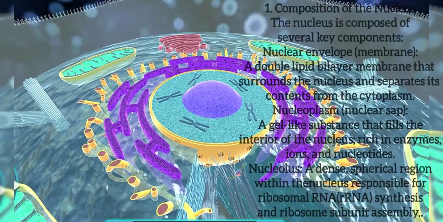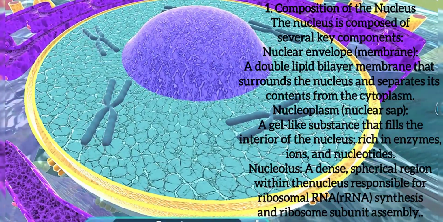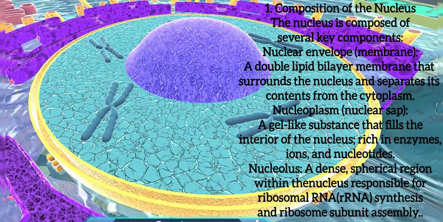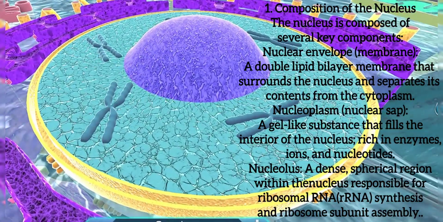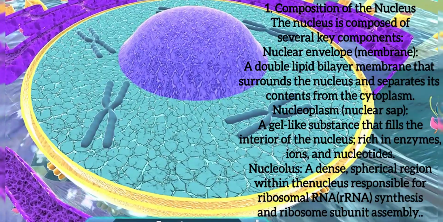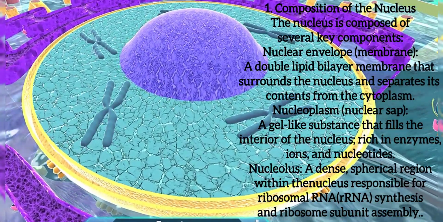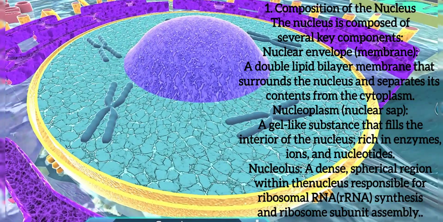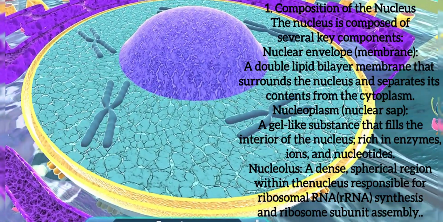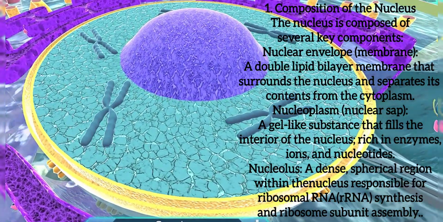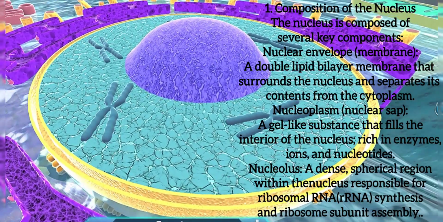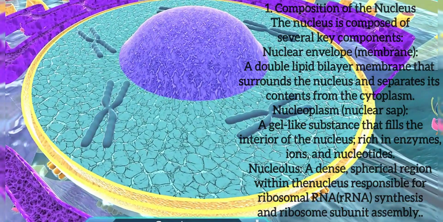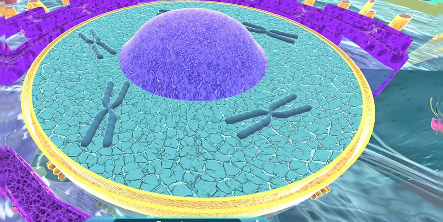Composition of the nucleus. The nucleus is composed of several key components. Nuclear envelope, membrane, a double lipid bilayer membrane that surrounds the nucleus and separates its contents from the cytoplasm. Nucleoplasm, nuclear sap, a gel-like substance that fills the interior of the nucleus, rich in enzymes, ions, and nucleotides. Nucleolus, a dense, spherical region within the nucleus responsible for ribosomal RNA, rRNA, synthesis and ribosome subunit assembly.